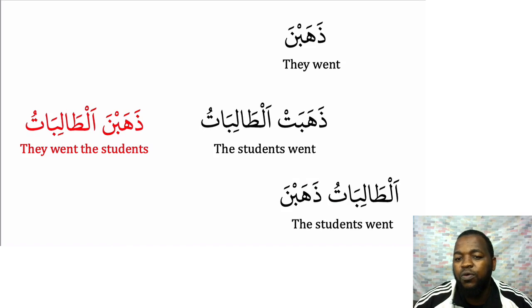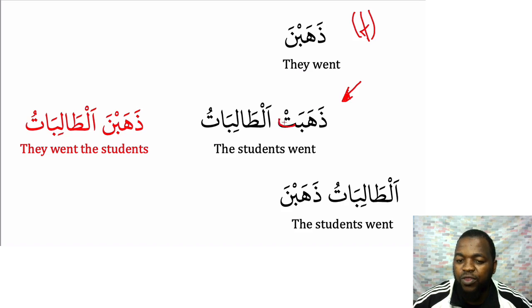Same thing applies to feminine. Dhahabna. Dhahabna means they went. For feminine, dhahabna, they went. So when I say dhahabat al-talibatu, here the verb doesn't have the subject. This ta with sukun is only a sign of, how can I say?